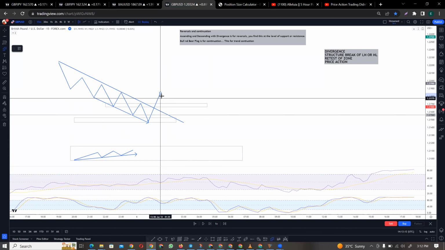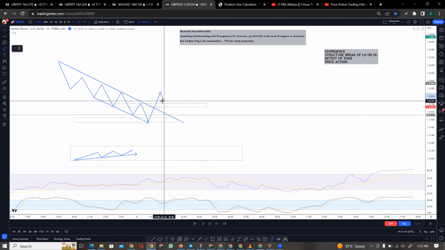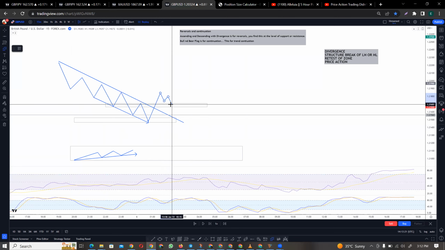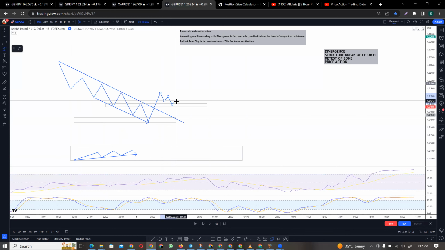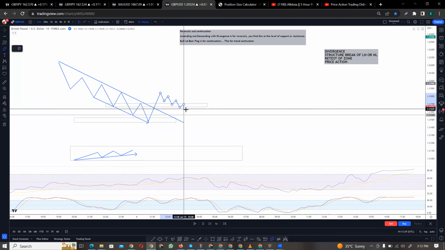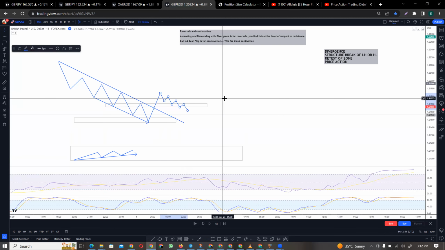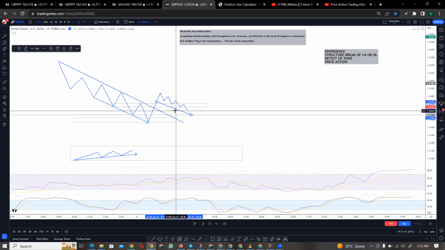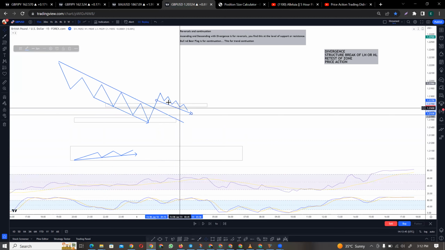So if this market starts coming down, it will start doing something like this. Not all the time, though. You understand? This is the bull flag I'm talking about. Then you will see the market again start diverging. This is why I said bull flag, and the market will start diverging.